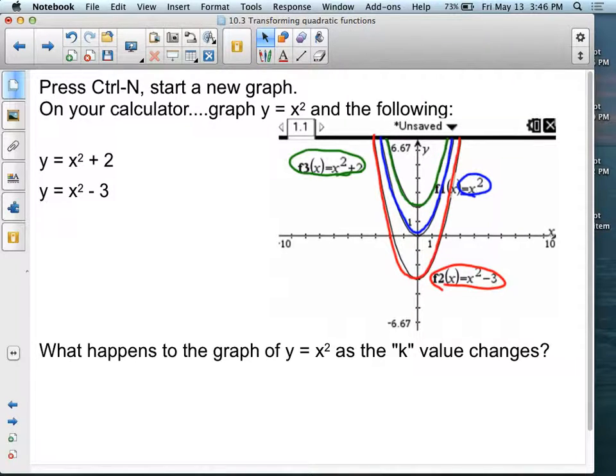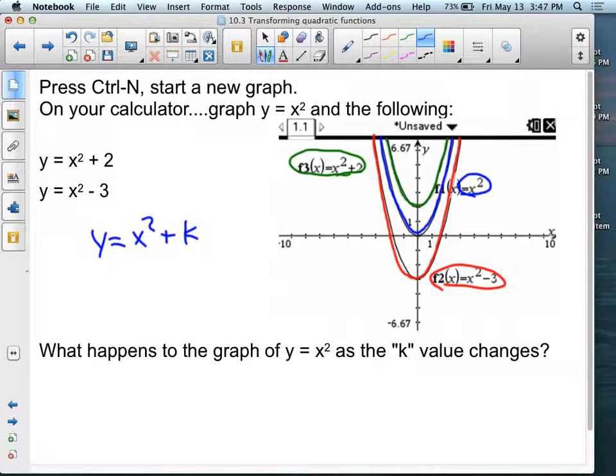So another question for you. What happens to the graph of y equals x squared as the k value changes? The k value meaning that we have y equals x squared plus k. So did you find that when k was greater than 0, that our graph went up k units? And likewise, when k was less than 0, it went down k units.